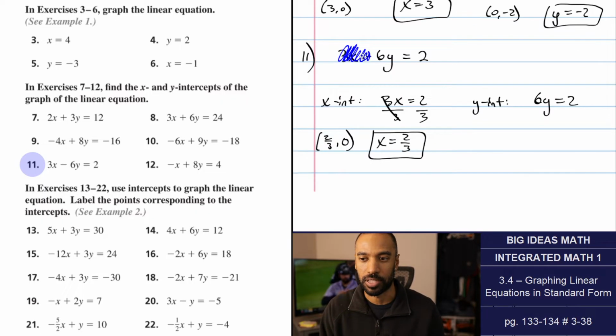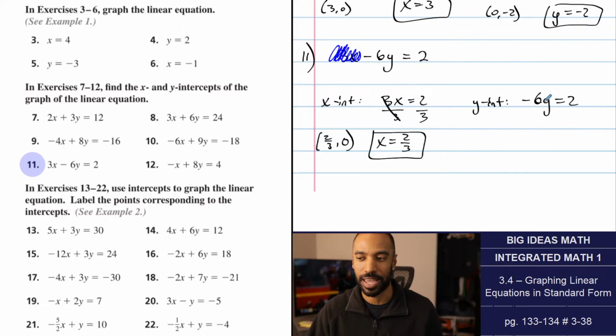I'm going to move my cross out a little bit to the left. What's wrong? It's negative 6y. 3 times 0 is 0. 0 minus 6y is negative 6y. Do not forget that negative there.